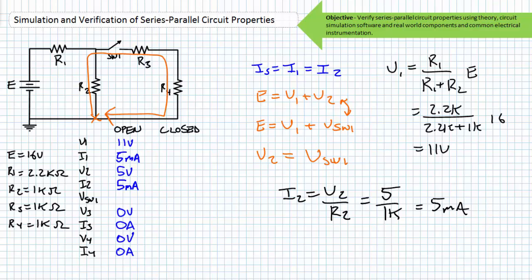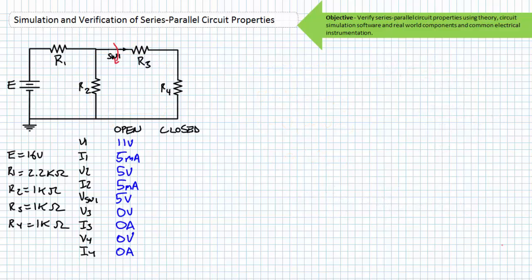I1 equals I2, which equals the source current, and they all equal 5 milliamperes. Given R2 experiences a 5-volt drop, it can be said that open switch 1 will also experience a 5-volt drop across its two terminals when open. No current will flow through the open switch, so I3 and I4 equal 0 milliamperes, and V3 and V4 will be 0 volts. This all changes when we close switch 1.